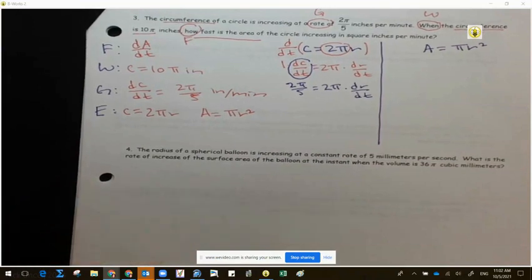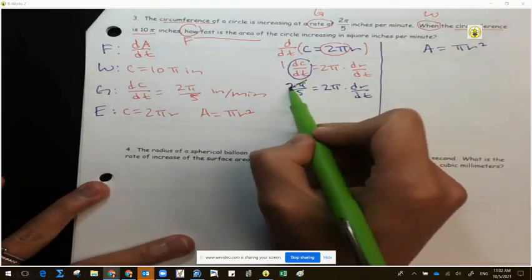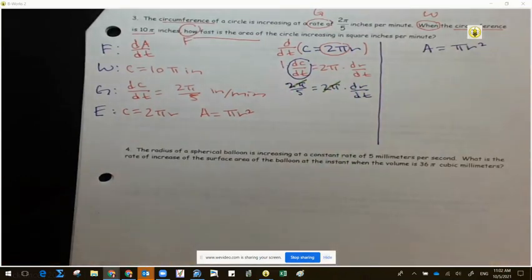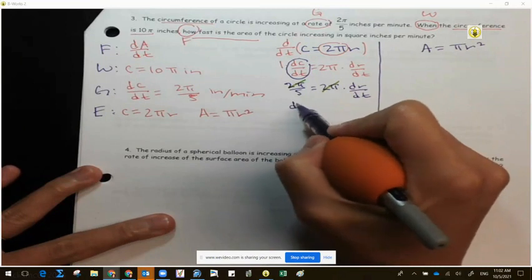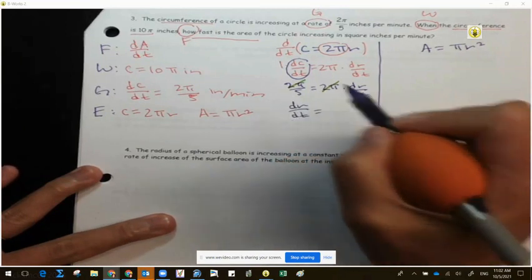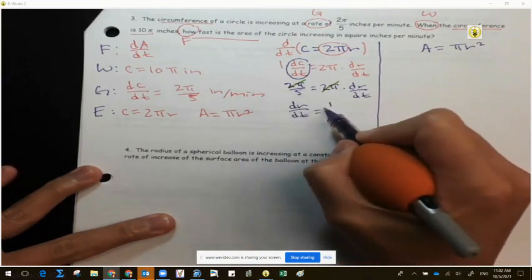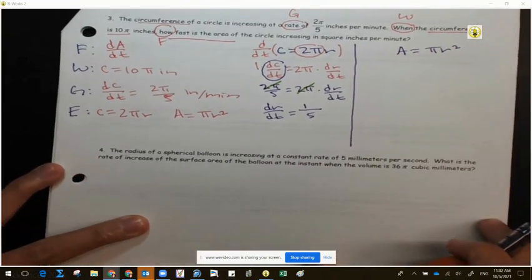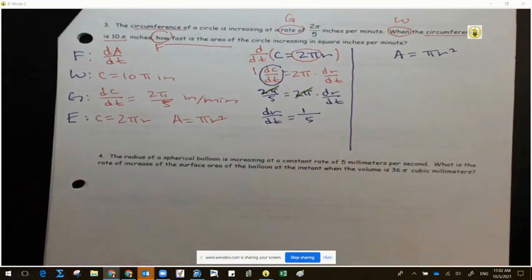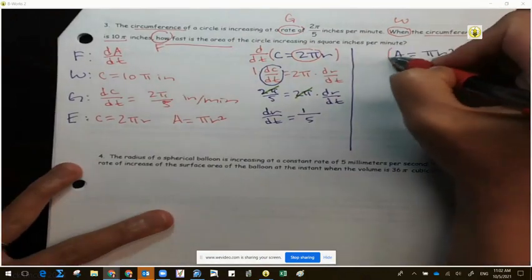All right, so let's go ahead and cross off what is the same on the left and the right. They both have 2 pi's. So that means dr over dt is equal to the understood 1, that's pretty much nothing, on the top over 5. Let's see how that's going to relate on the next equation.